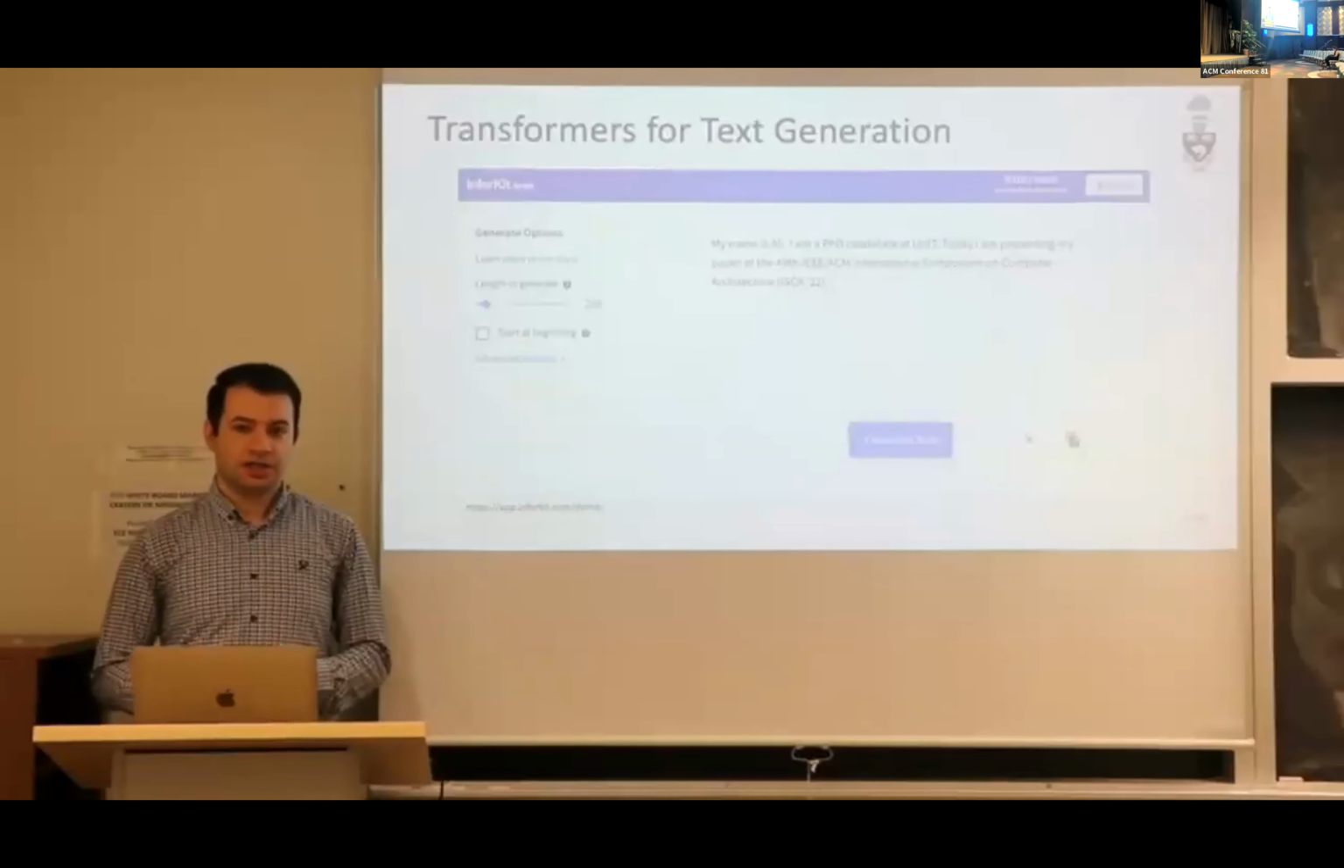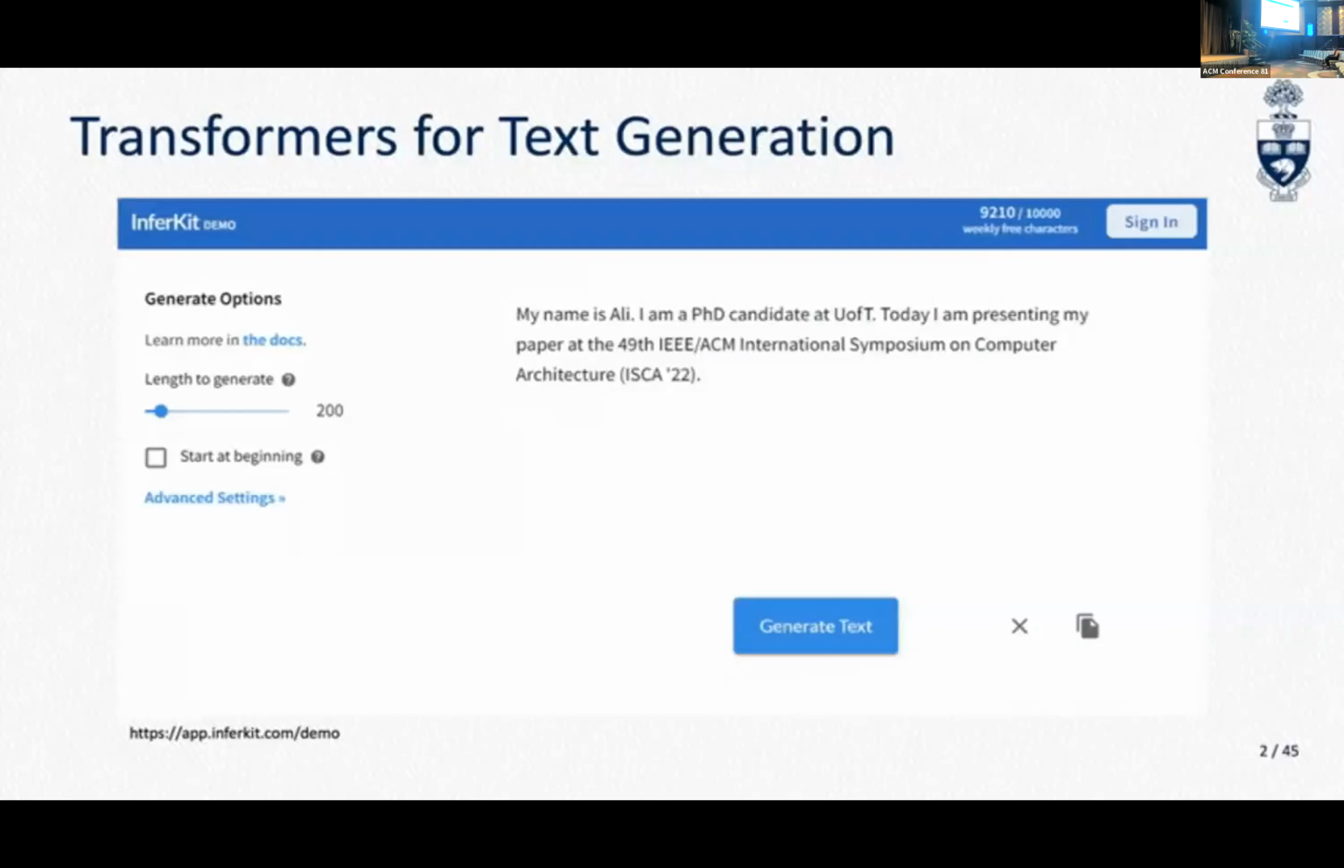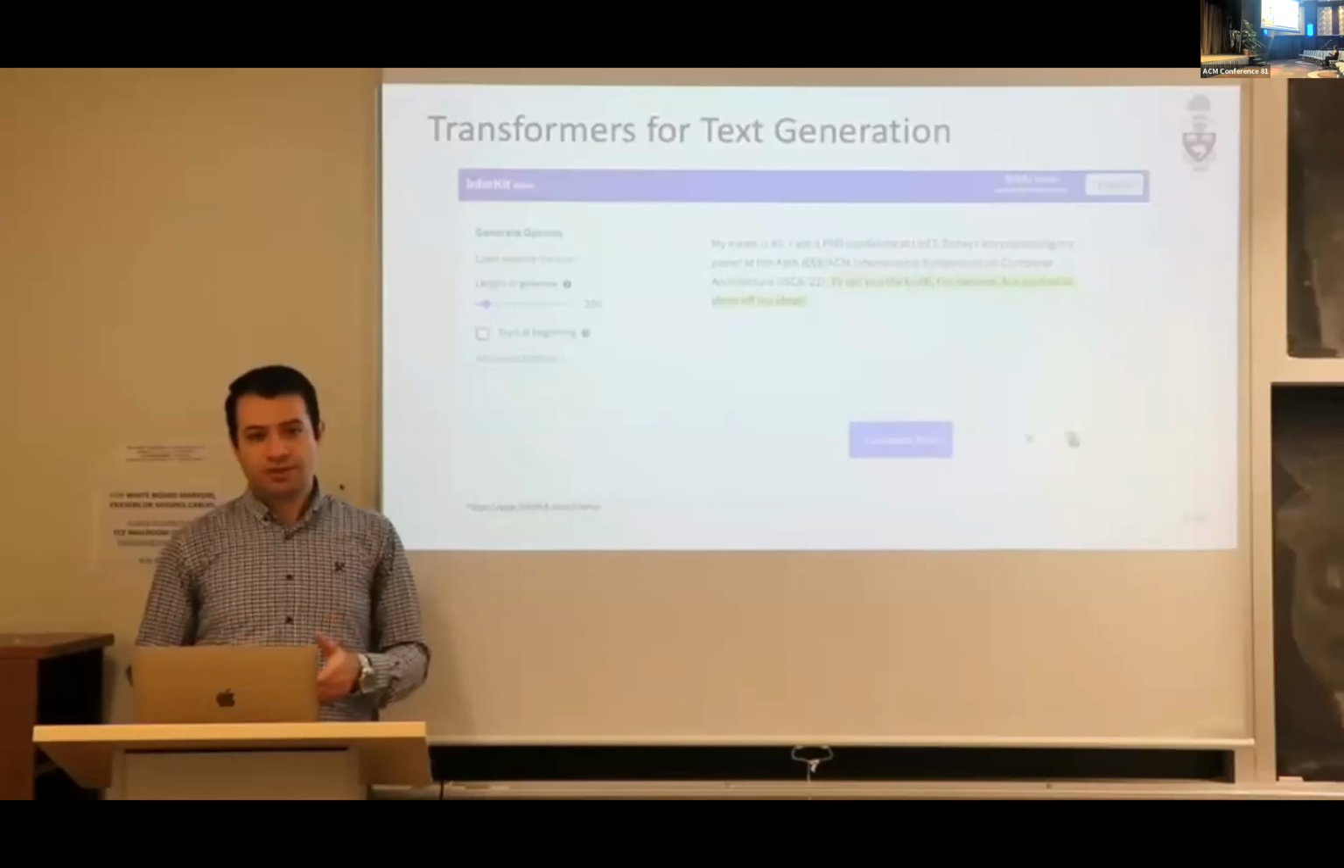Transformers are the dominating architectures in various NLP applications today. As an example here, I'm showing you a text generation application. Here, I put an input prompt. My name is Ali, I'm a PhD candidate at U of T, and today I'm presenting my paper at ISCA. And I will ask the model to generate a few sentences to complete my prompt. Once I click on the generate text button, it will say, to tell you the truth, I'm nervous but excited to show off my ideas, which is pretty accurate.